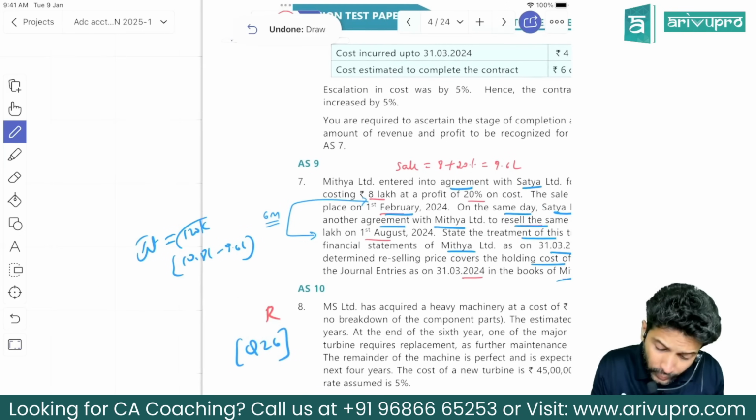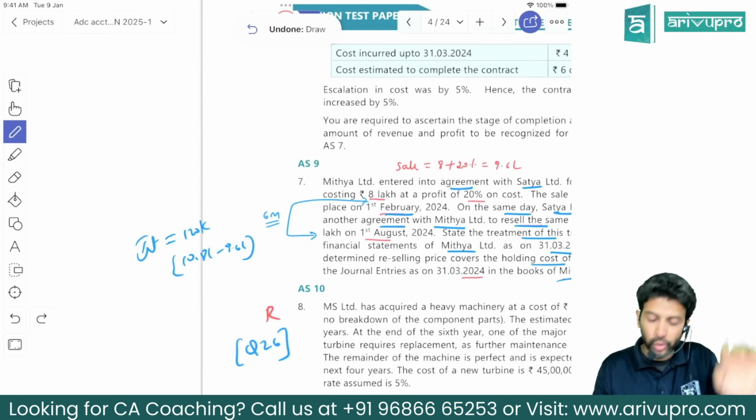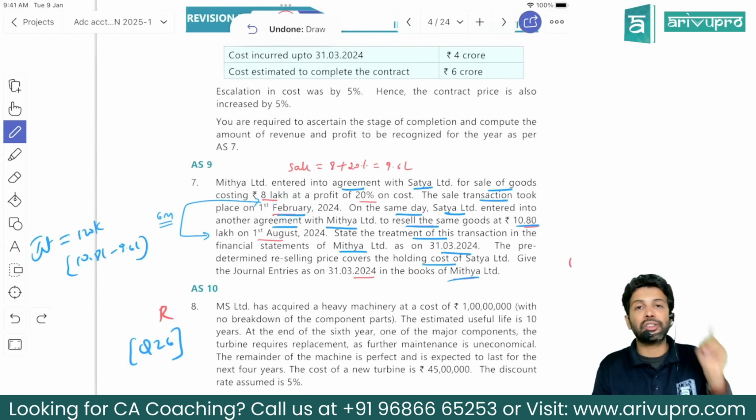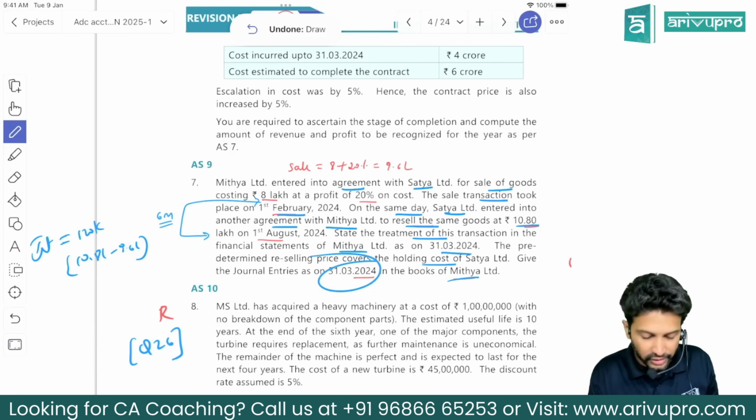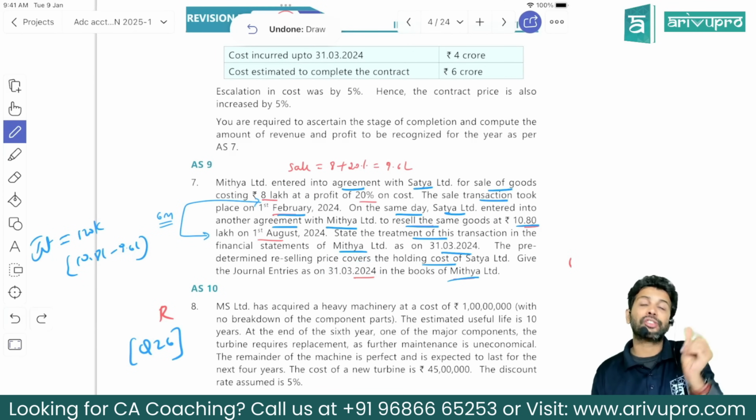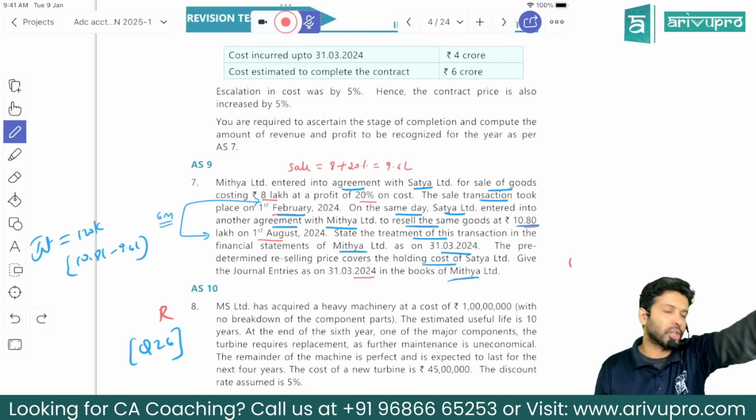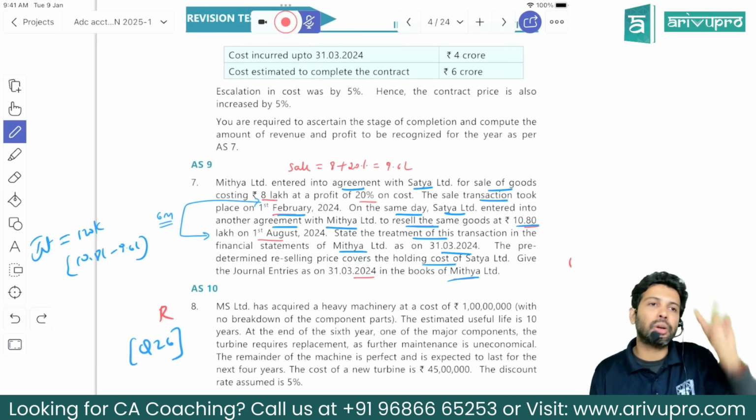Yes. Entire 1 lakh 20,000 will you book it as interest? No. This interest is for how many months? 6 months. You enter into a sale transaction on 1st February and your year is ending on 31st March. So how many months? February, March. So in the current year, you need to book the interest only for 2 months.